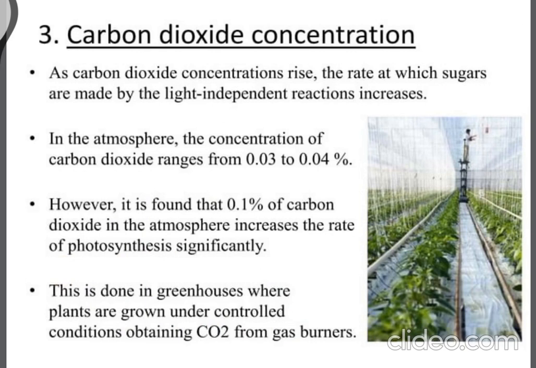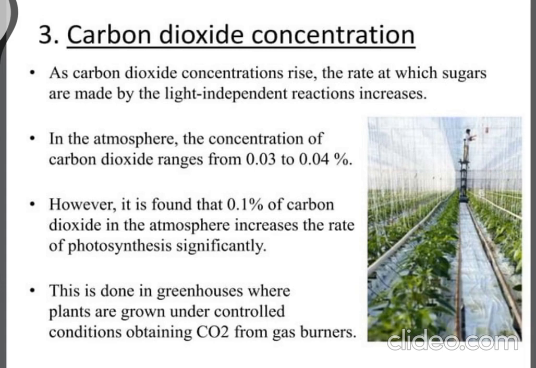Third is carbon dioxide concentration. As carbon dioxide concentration rises, the rate at which sugars are made by the light independent reaction increases. In the atmosphere, the concentration of carbon dioxide ranges from 0.03 to 0.04%.